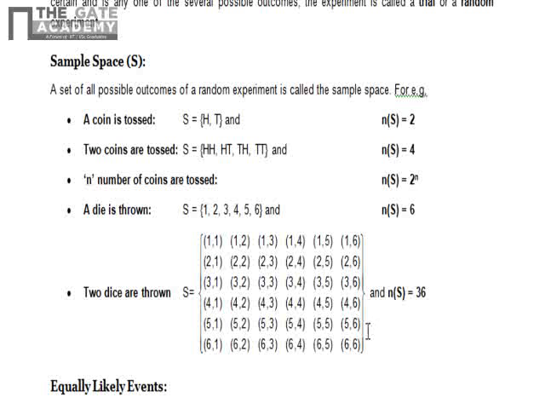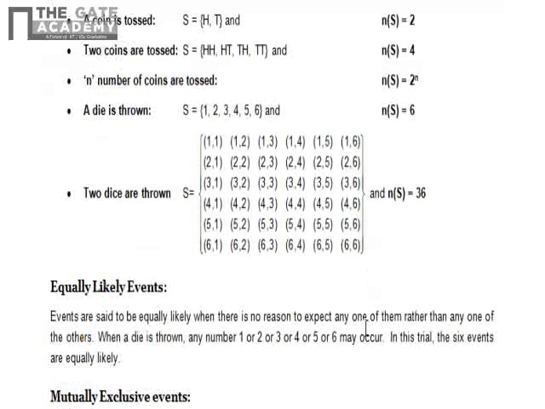Now we'll see some types of events. Equally likely event. Equally likely means all can occur. There is no biased outcome. Suppose you are throwing a die, that means it can show 1, 2, 3, 4, 5 or 6. Any of the 6 can come in the output.